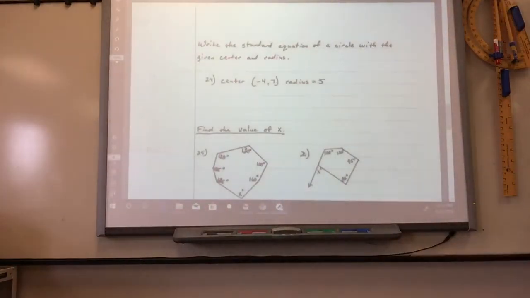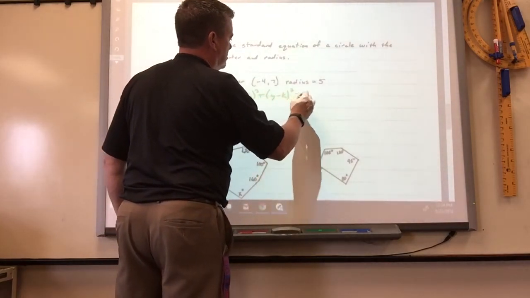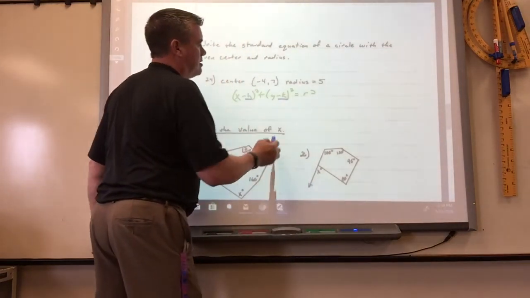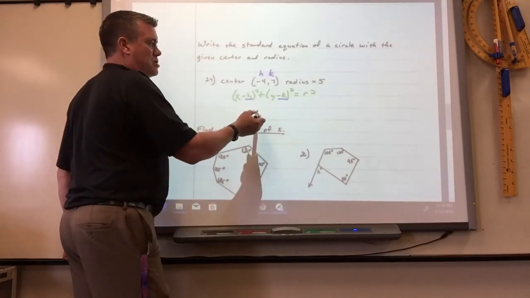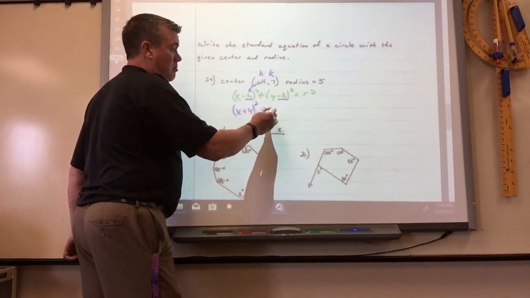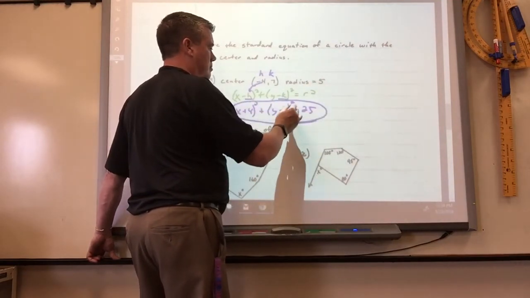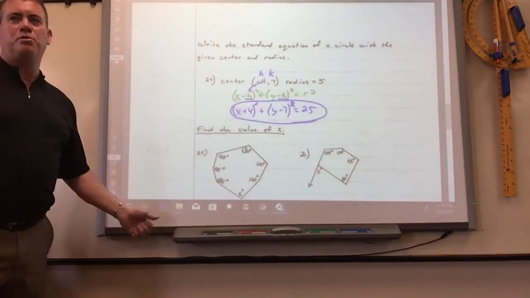Standard equation of a circle. I better put that up so I don't forget. (x minus h) squared plus (y minus k) squared equals the radius squared. So h and k are the center. That's h and that's k. So all you do is substitute them in. So x, take away a -4, a minus and a minus makes plus, squared, plus y, take away 7, squared, equals the radius squared. So, nothing real tough, you're just putting the numbers in.